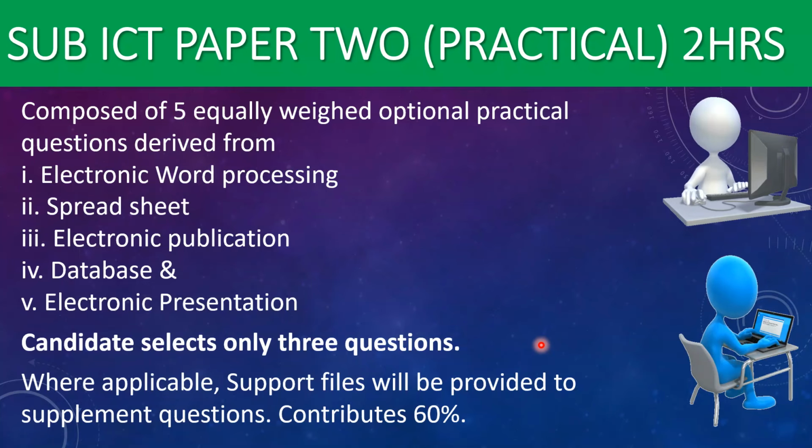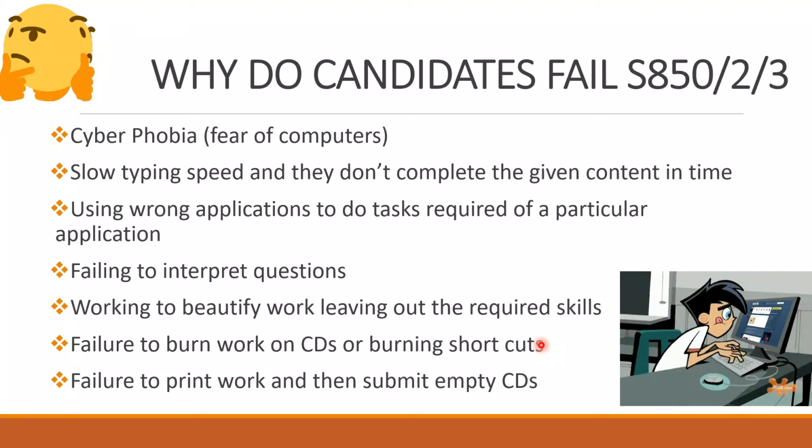Where applicable, we give you support files so that they can supplement the questions. This paper contributes 60%. So why do candidates normally fail practical, that is paper 2 or paper 3? One, candidates normally have cyberphobia, that is the fear of computers. Some candidates have slow typing speed and they don't complete the given content in time. Some candidates use wrong applications to do tasks required for a particular application. Some candidates fail to interpret the questions.